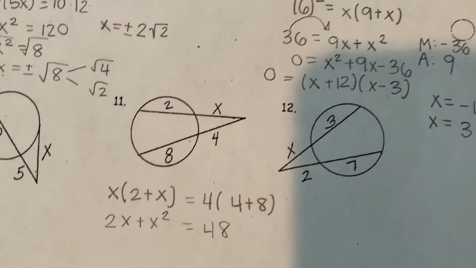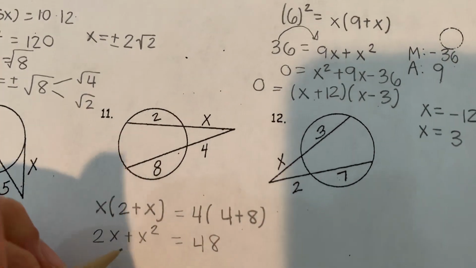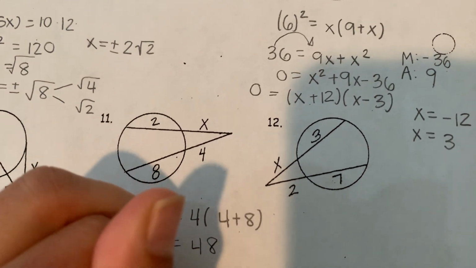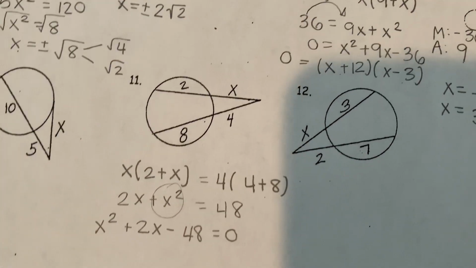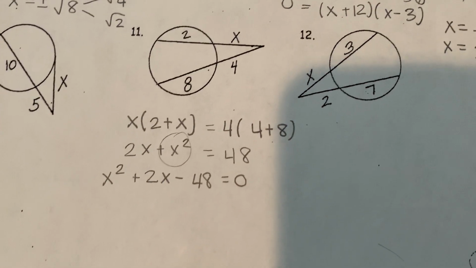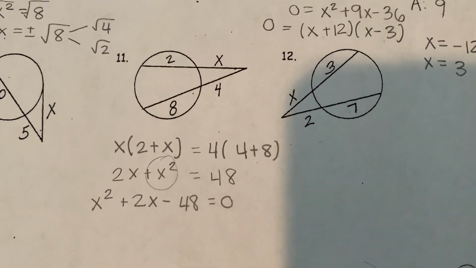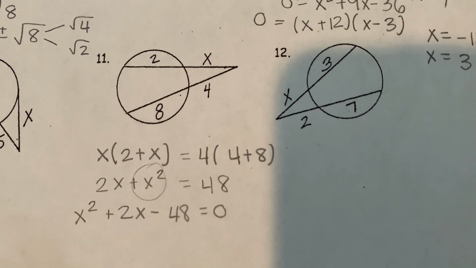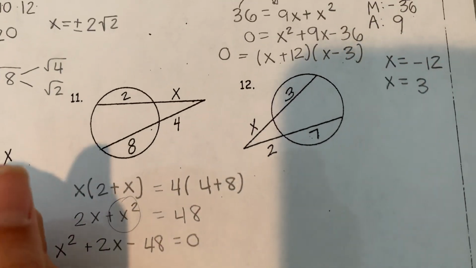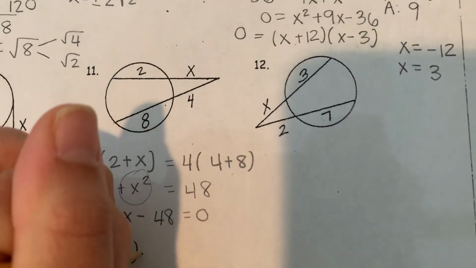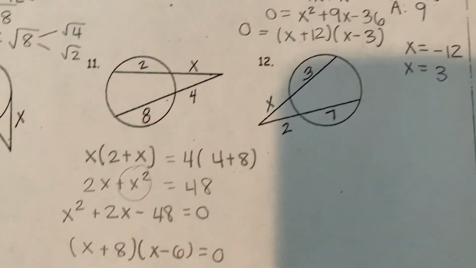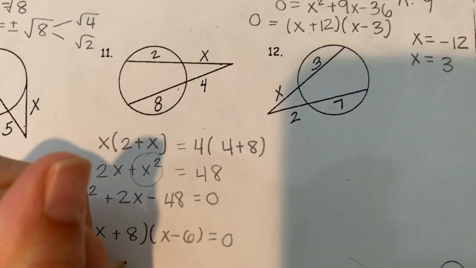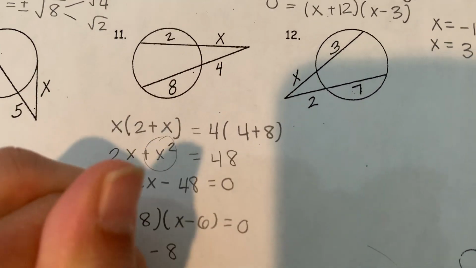Y'all, this again is a magic number trinomial. There's nothing I can factor. So I'm going to subtract everything over so my x squared stays positive. So I'm going to have x squared plus 2x minus 48 equals 0. X squared plus 2x minus 48. I can do magic number trinomial. So I know it needs to multiply to negative 48 and it needs to add to 2. And I know that a positive 8 and a negative 6 will add to 2, but multiply to negative 48. I set both of my factors equal to 0. I'll get x is equal to negative 8, and x is equal to 6.